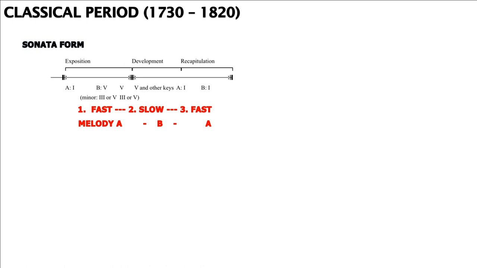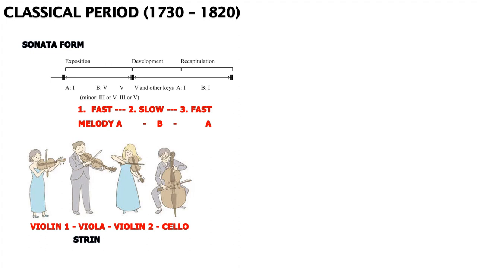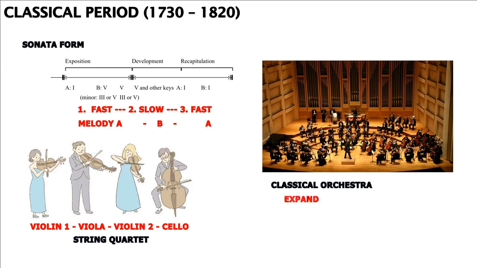Then there is also the rise of the string quartet, which consists of two violin, one viola, and one cello player. The orchestra in this Classical period has also expanded. Now let's enjoy a few Classical period piano pieces.